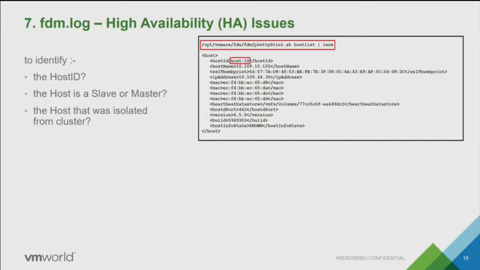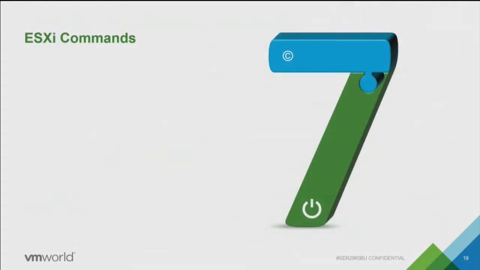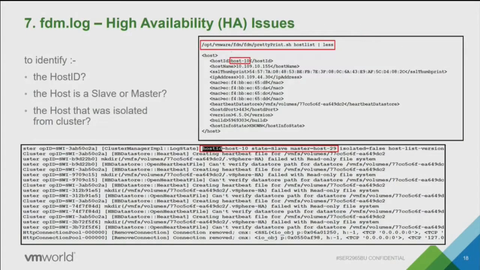Now, all I'm doing is looking at the host list inside that particular script. It is telling me the host ID and the IP address of the host, and it also gives me details about the version and everything. So all I need is the host ID and the IP address of the host. Once I have that, I will go to the fdm.log and look up the host ID that I'm concerned with.